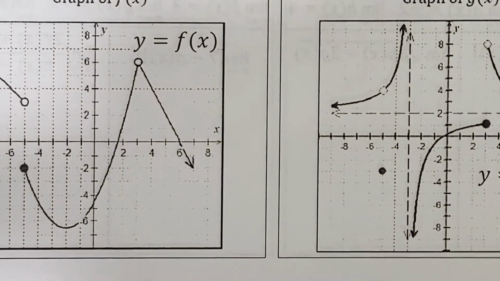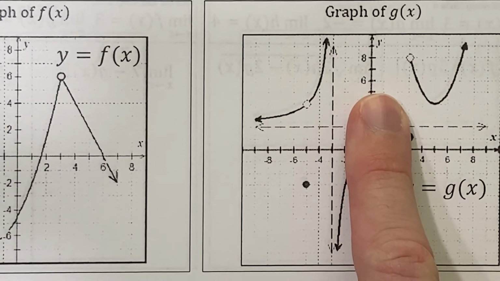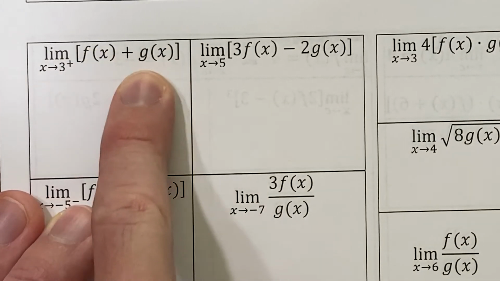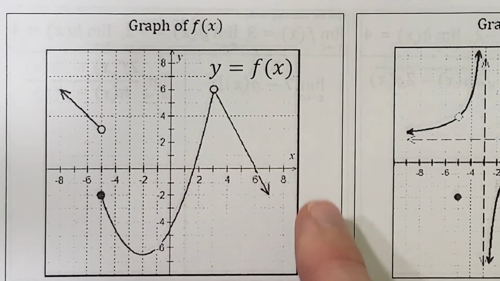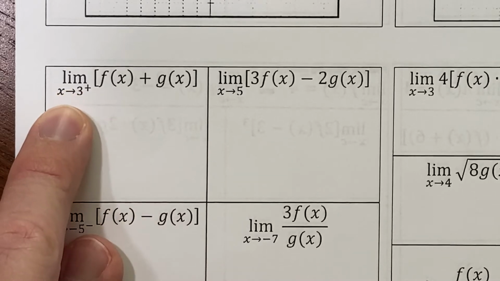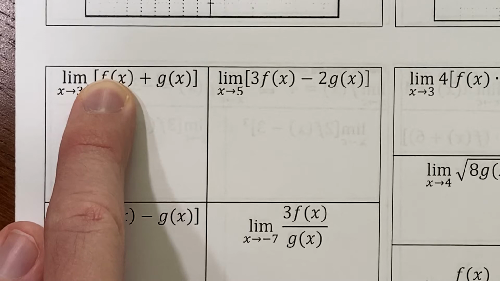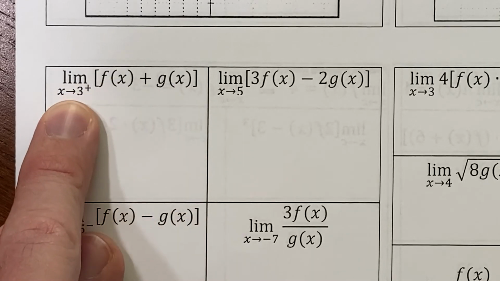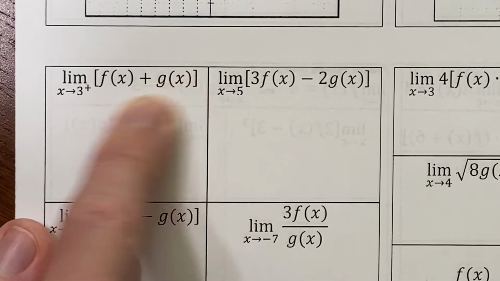All right, we're given these two graphs right here. We've got f of x right here and g of x right here. So what we're going to do is we're going to be given a limit for each of these, and we're going to go up to the graph and say, okay, here's the limit, and then we're going to plug it in down here. Okay, so this is the limit as x approaches 3 from the right of f of x plus the limit as x approaches 3 of g of x from the right, sorry.